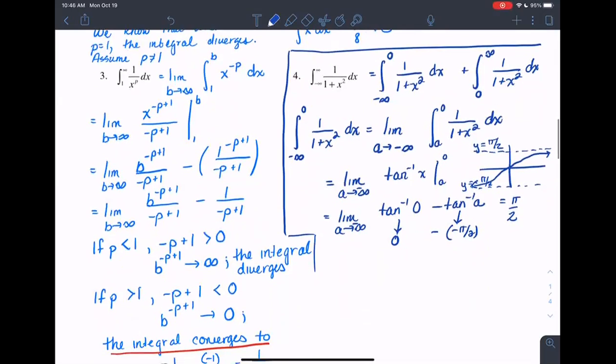Any guesses on the value for the integral from 0 to infinity? Negative pi halves. Nope. Here's the original function.